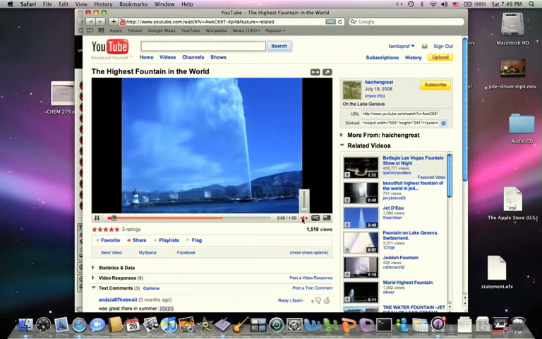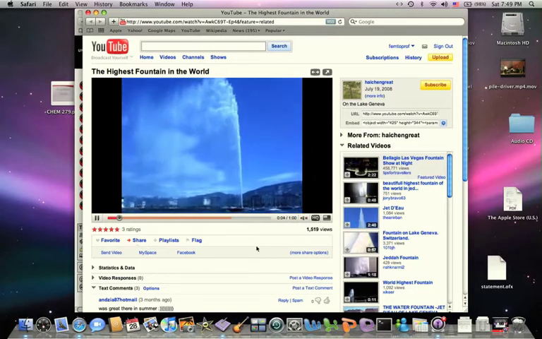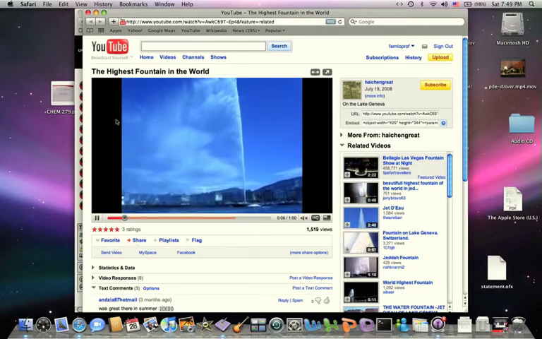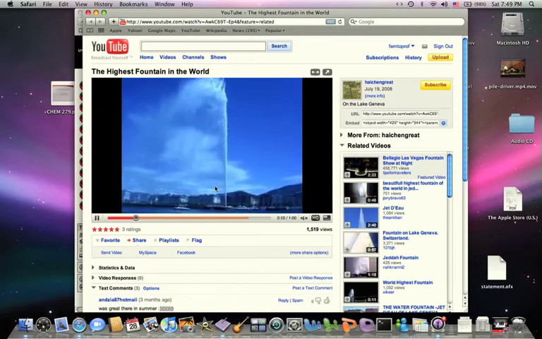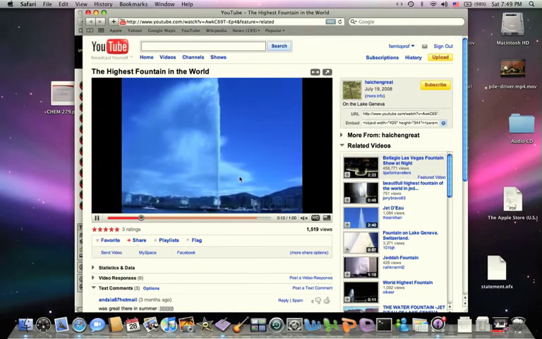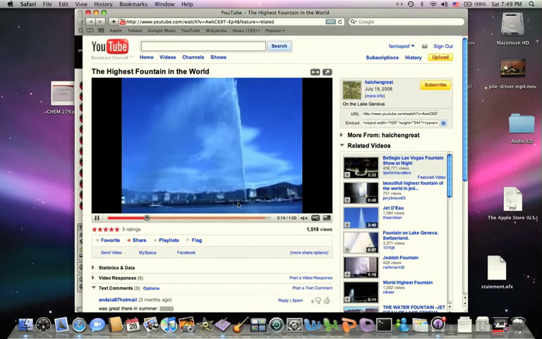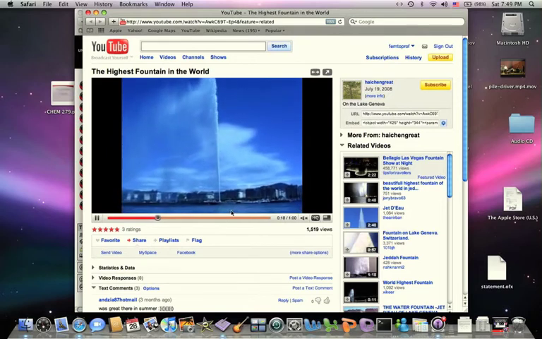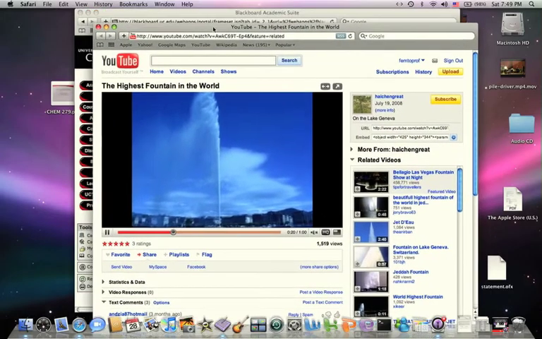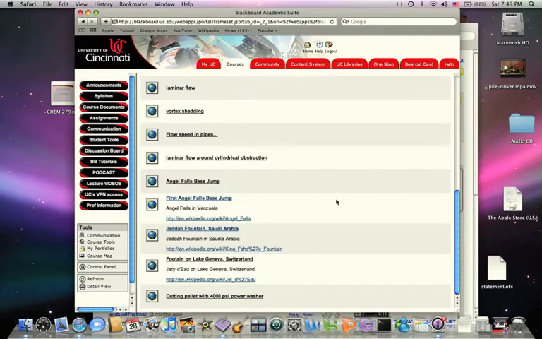Sorry about that. This is the fountain, which actually is not true. It's not the highest fountain in the world, but it's the fountain in Lake Geneva in Switzerland. They have a fountain which sprays up water a significant distance, actually. And you can find the link down here.